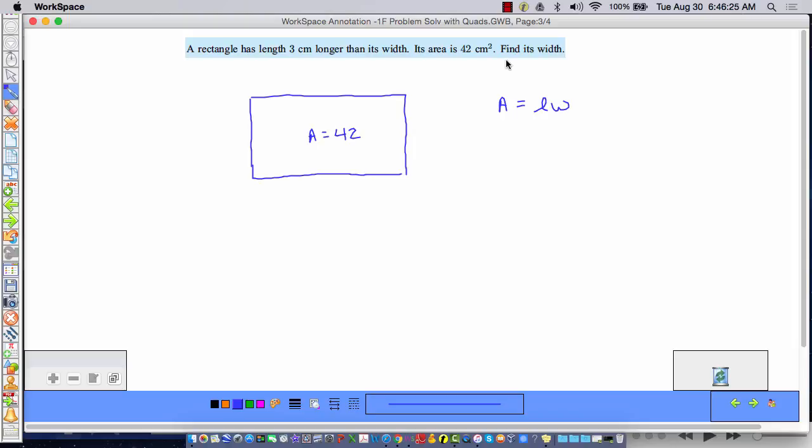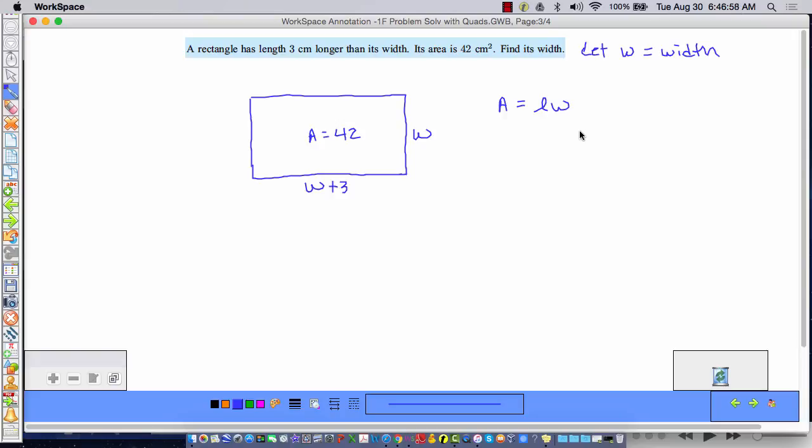Whatever you're asked to find, let's let the variable equal that. I think it's already obvious because of the formula A equals LW, but I'll say let W equal the width. And I will label the rectangle accordingly. So this is the width, and we know that a rectangle has length 3 centimeters longer than its width. So this is the length, and that's equal to W plus 3.